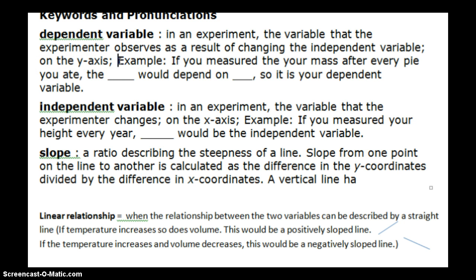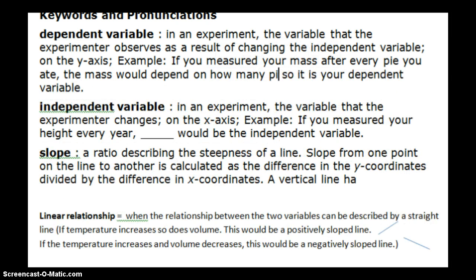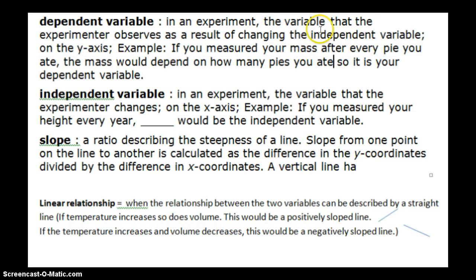Example, if you measured your mass after every pie you ate, the blank would depend on blank. So blank is your dependent variable. All right, so if you measured your mass after every pie you ate, the mass would depend on how many pies you ate. So what is your dependent variable? The mass or the pies? It is mass. Let's look at independent.